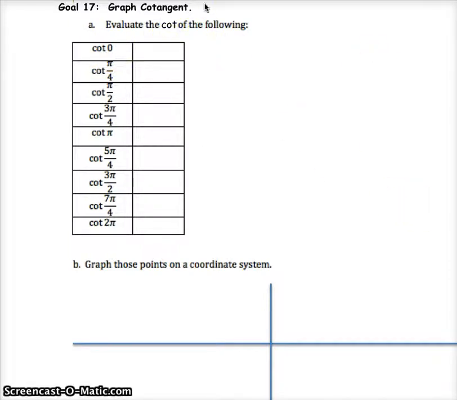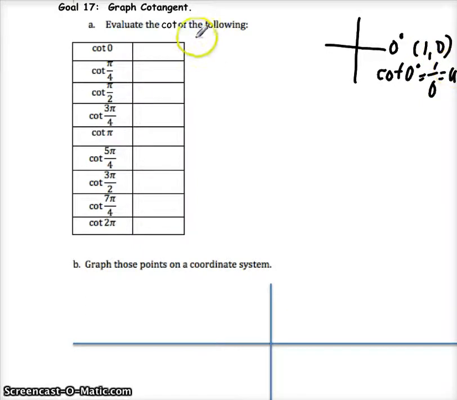Remember that on the coordinate plane, or the unit circle, 0 degrees is located here, and the ordered pair is (1, 0). To calculate, cotangent is the reciprocal of tangent. We know that tangent is y divided by x, so cotangent is x divided by y, or 1 divided by 0. Anytime we divide by 0, we are undefined. So the cotangent at 0 is undefined.